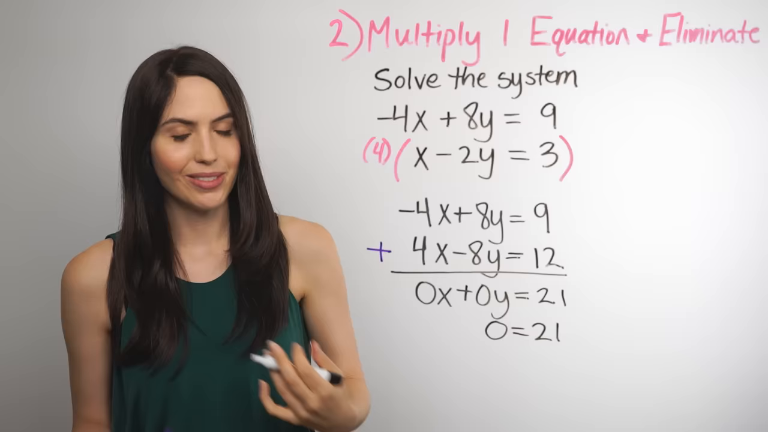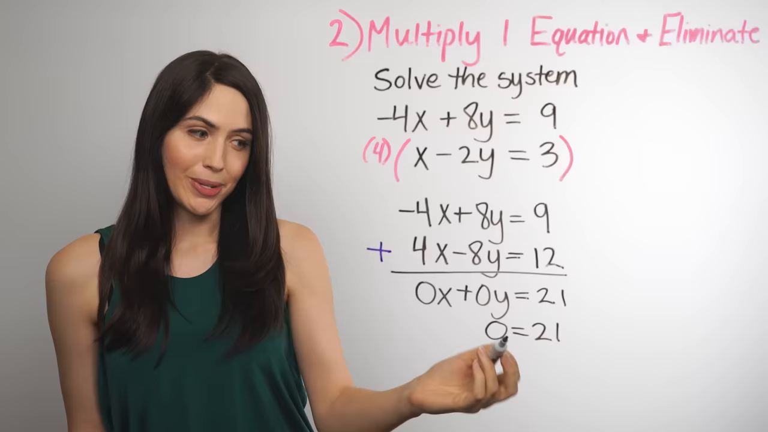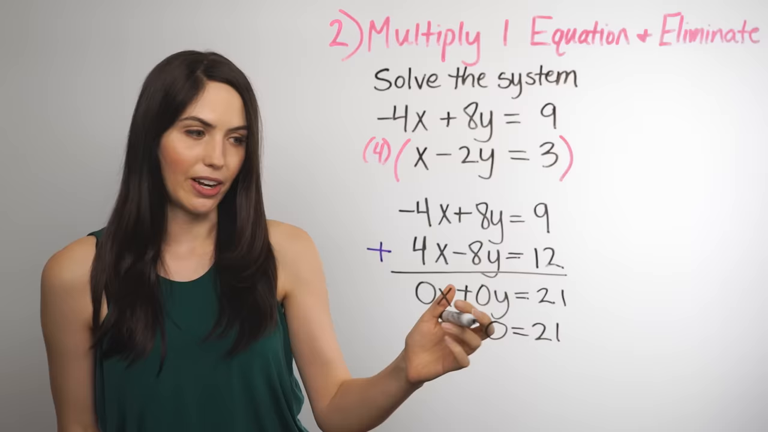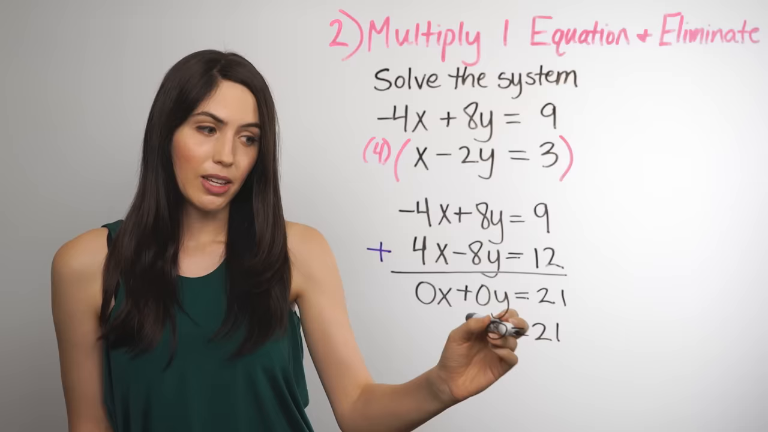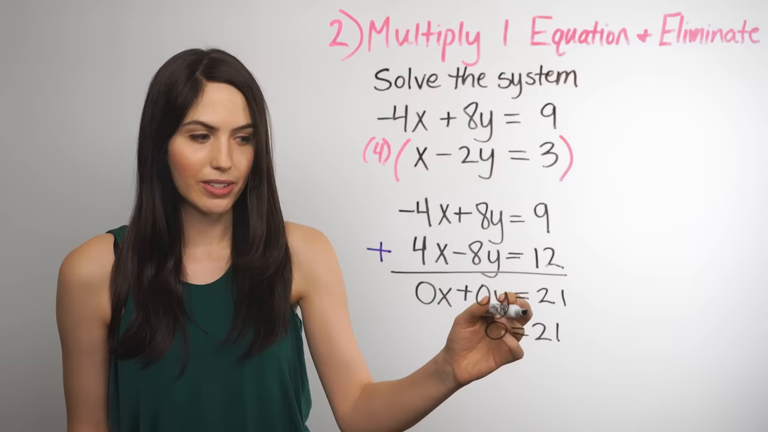What is that? That can happen, and I gave you this one on purpose so that you see this case. It's a special case, but you're probably going to see this sooner or later. And what this means is that there is no solution, because this is not true. It's nonsense. 0 does not equal 21. It's always false. So you have no solution, and you can just write that.